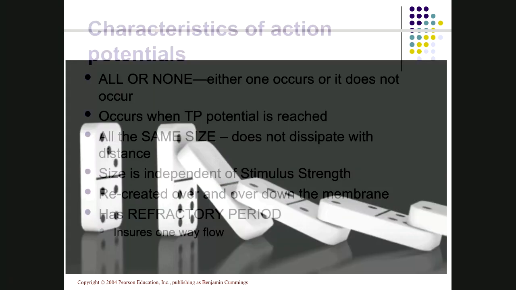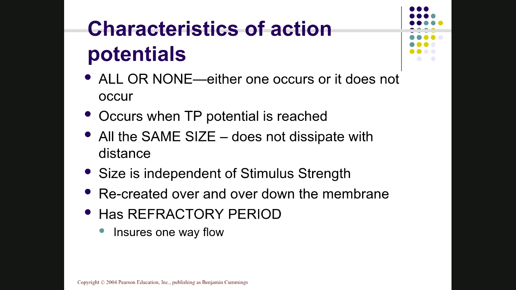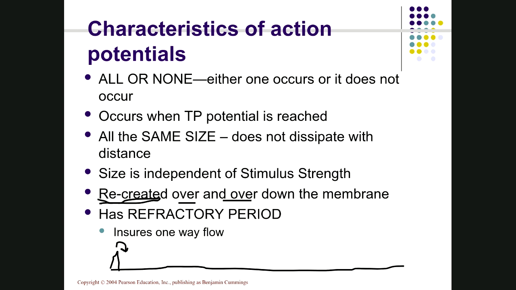And then one last thing about action potentials is they get recreated over and over down the membrane. So if here's a membrane and you get an action potential, it doesn't go all the way. What happens is this action potential creates another action potential, and that action potential creates another one, and another, and another. Now remember, they're all the same size. I'm not drawing them that way, but they are. But they get recreated over and over. So look, this one is the stimulus for the next one, and so on.